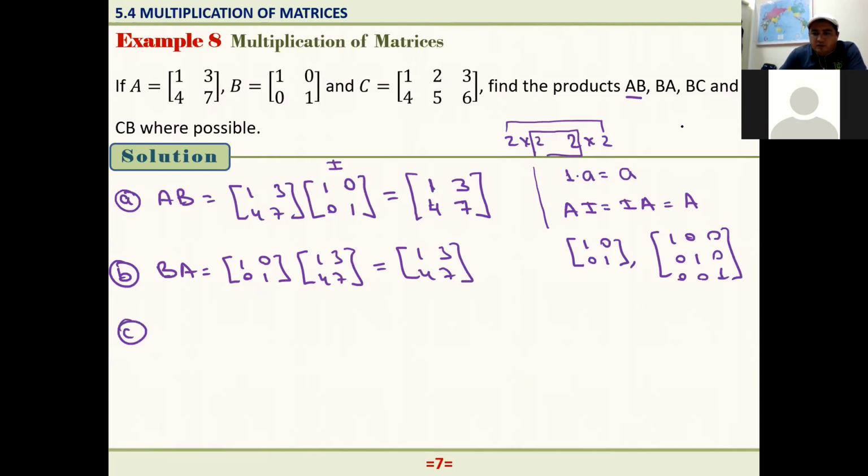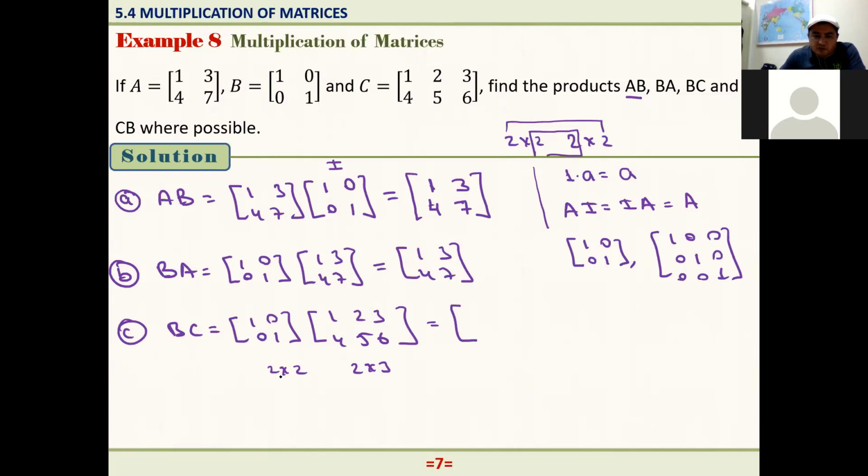And how about BC? B is 1, 0, 0, 1. And C is 1, 2, 3, 4, 5, 6. So this one is 2 by 2, and this one is 2 by 3. The inner dimensions are the same, so this multiplication is possible. The resulting matrix will be 2 by 3: 2 rows and 3 columns.